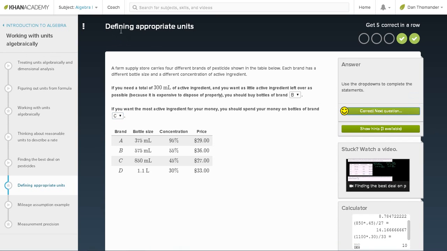So that's how those are done, defining appropriate units. I'd have you work through those, and that'll be your next one that you need to do.